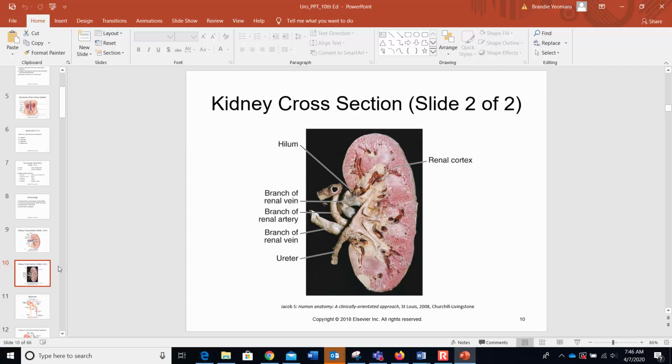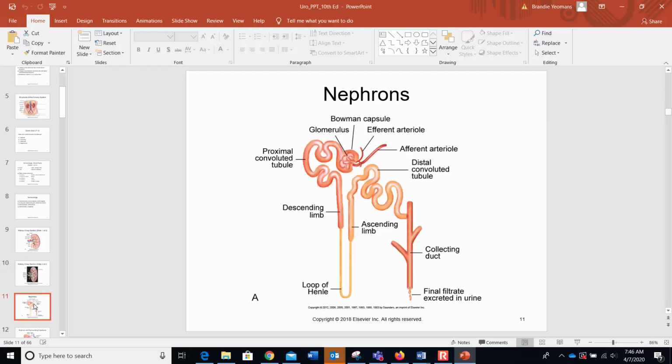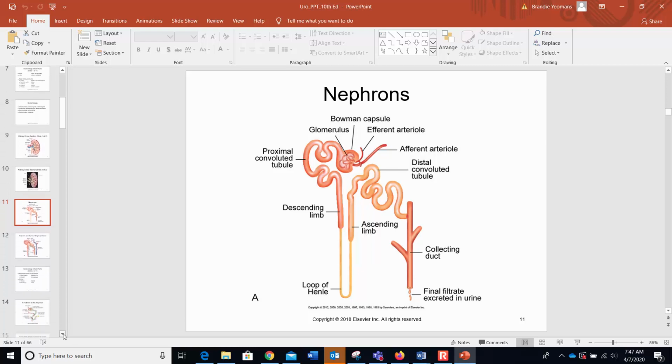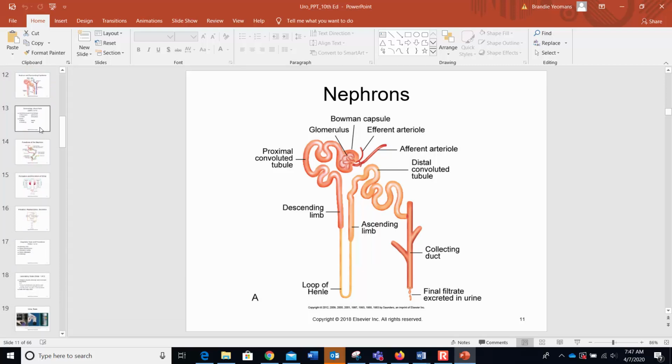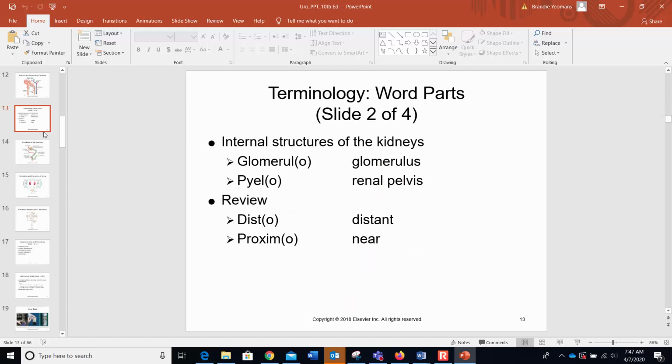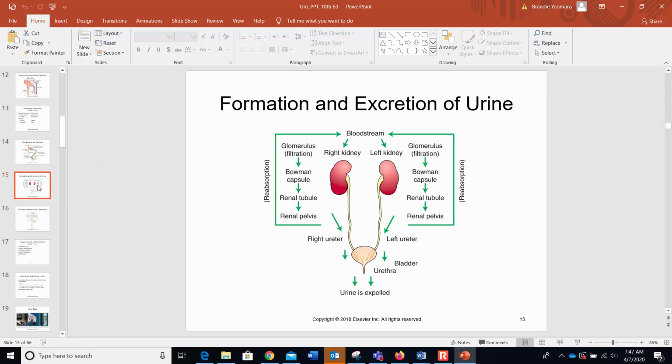This is a cross-section of a real kidney, so it looks very similar to that cartoon picture, but they are very distinct, those little renal pyramids. This is what the nephron looks like, and remember that is the functional unit of the kidney. Very, very important that you remember that specific term, nephron being the functional unit of the kidney. Remember also, this is just a review, that distal means distant, it's far away, and proximal is near. We talked about those in the earlier chapters in this particular class.